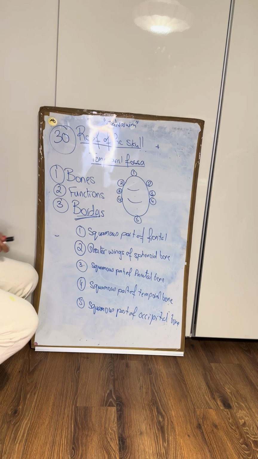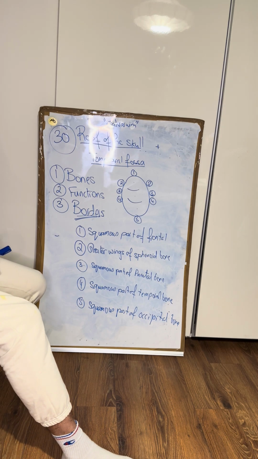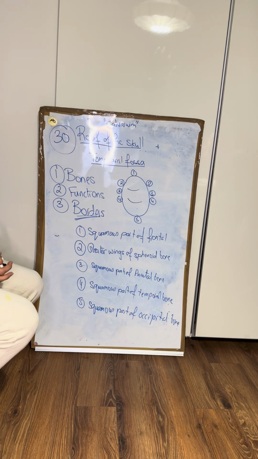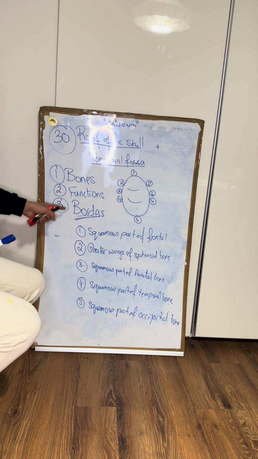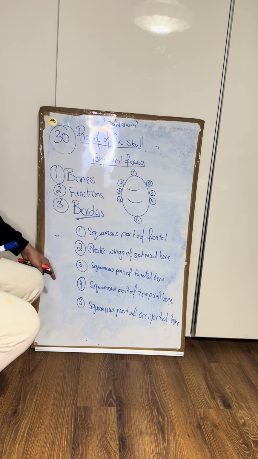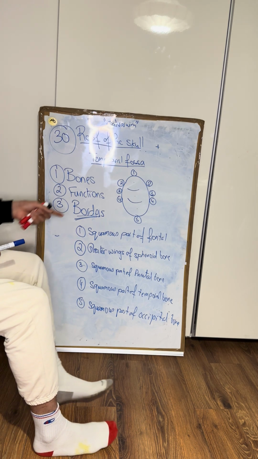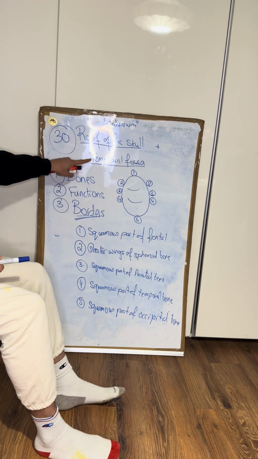Okay? This is for the roof of the skull. Hold on, give me a second, I need to write the last one, the squamous part of occipital bone. Okay, these are the 5 borders. Do we understand? This is all the borders. He says borders of the calvarium, of the roof of the skull. This is what you say. Now, roof of the skull is done.